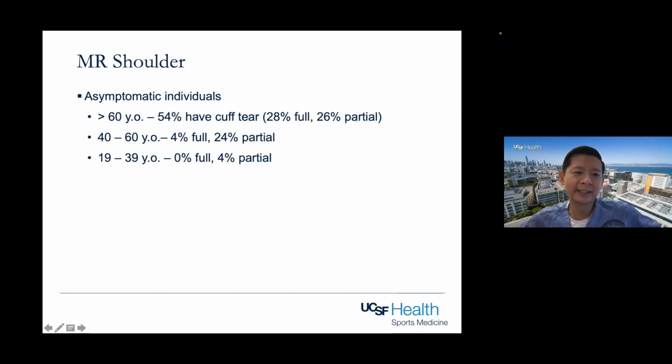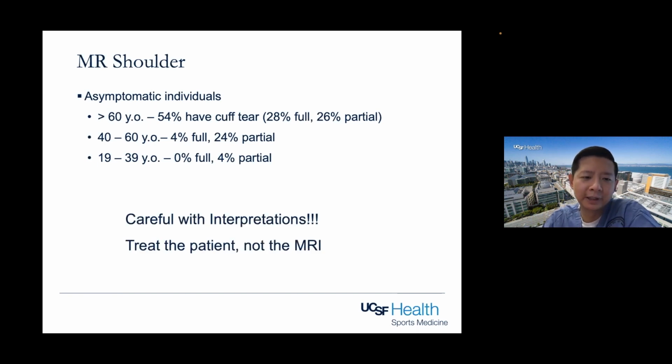So if you're over age 60 and a patient has pain in their left shoulder, and you get an MRI of their left shoulder and their right shoulder, it's probably a 50-50 chance at least that the right shoulder also shows some type of rotator cuff pathology, even though they don't have any symptoms. And for the younger age group, it's a lot less common, especially full thickness tears. If you're seeing a full thickness tear in patients under 50, that's usually pathologic. But over age 60, you can definitely have a full thickness tear without much. So be careful with the interpretations.